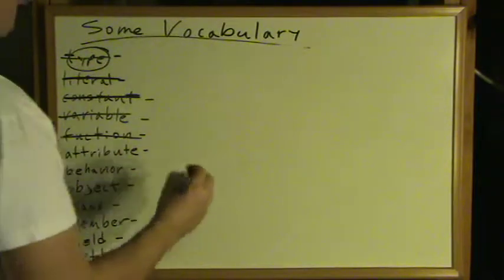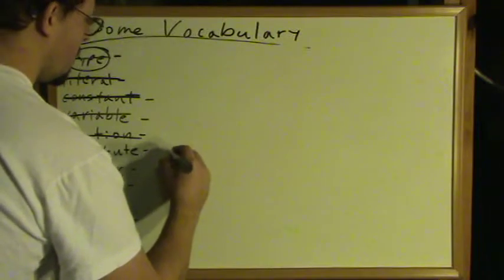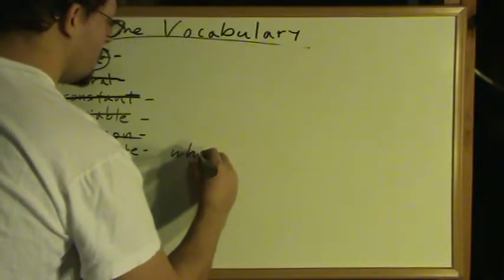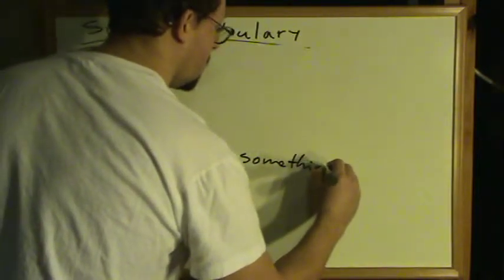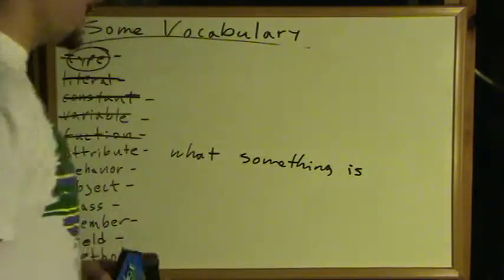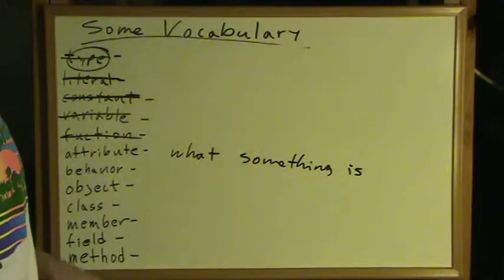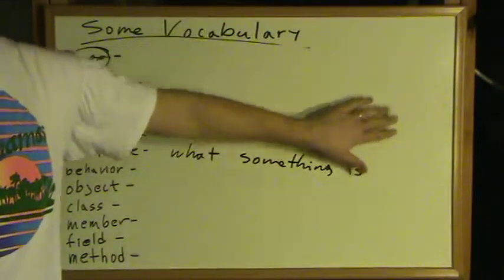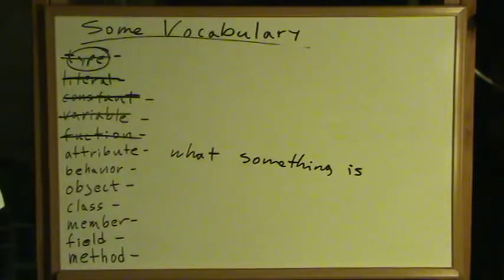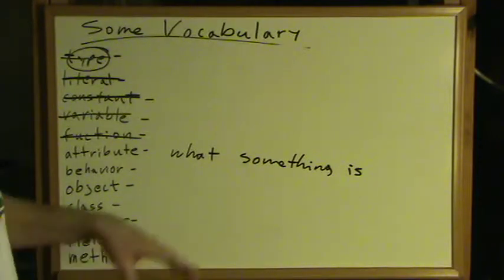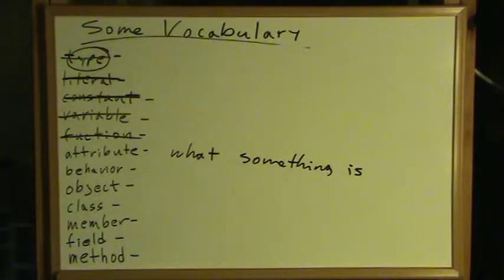An attribute is literally what something is. For example, flat or smooth is an attribute of this whiteboard. This whiteboard is smooth. It's also mostly white. That's another attribute. It has a wood frame. That's another attribute. A person is short. That's an attribute.